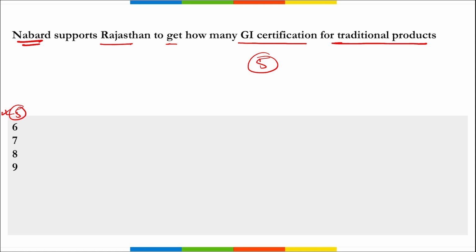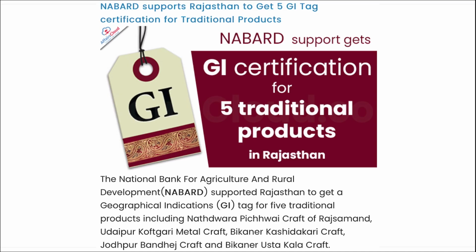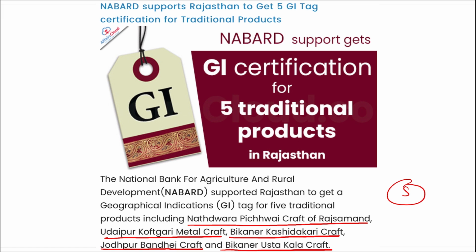These products can be Udaipur Koftagiri Metal Craft, Bikaner Kashidakari Craft, Jodhpur Bandhej Craft, and Bikaner Usta Kala Craft. Let me show you here. So here you can see Udaipur Koftagiri Metal Craft, Bikaner Kashidakari Craft, Jodhpur Bandhej Craft, and Bikaner Ustad Kala Craft, and also your Nathavada Pichavi Craft of Rajsamand. Correct? These are your 5 traditional products for which recently a GI tag was given, and NABARD supported Rajasthan to get these 5 GI tags.